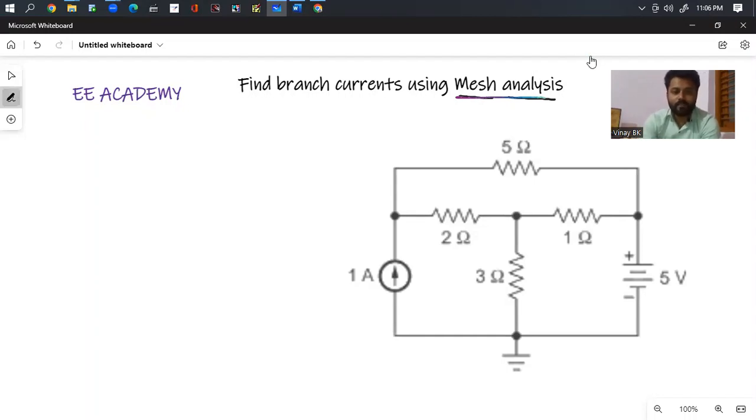What they ask is to find all the branch currents. So you need to find all the branch currents with the help of super mesh analysis because there is a current source. Steps are very simple. Whatever steps we solved in the previous video, where I explained one problem with mesh analysis step by step, just go through that video and you'll get to know the steps.